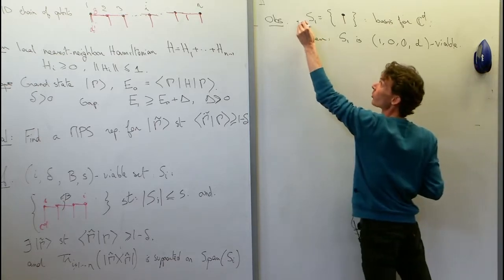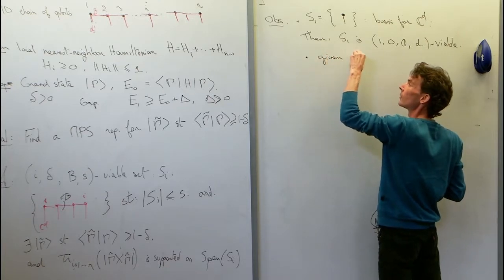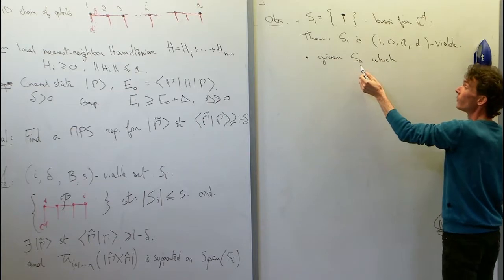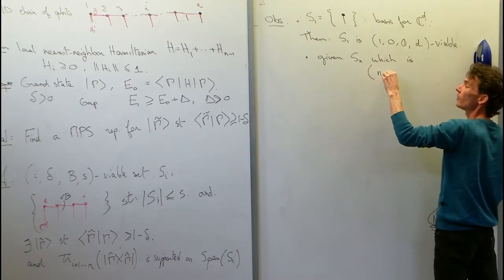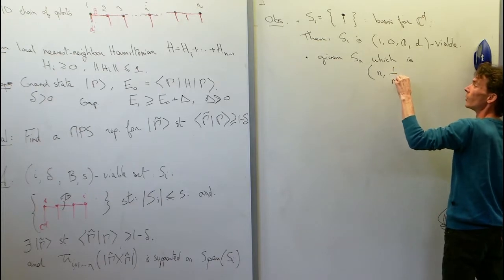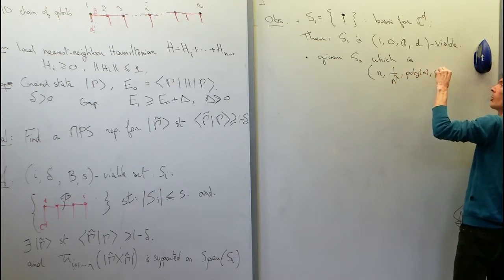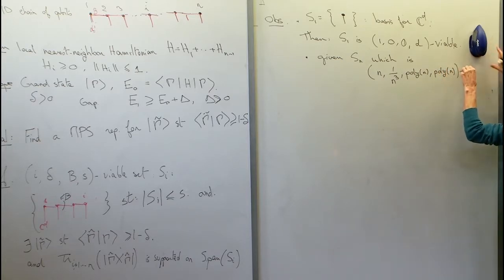Essentially, the second observation is that suppose I was given S_n, with, let's say, delta 1 over n cubed, and I have poly bond dimension and poly size. We are done.